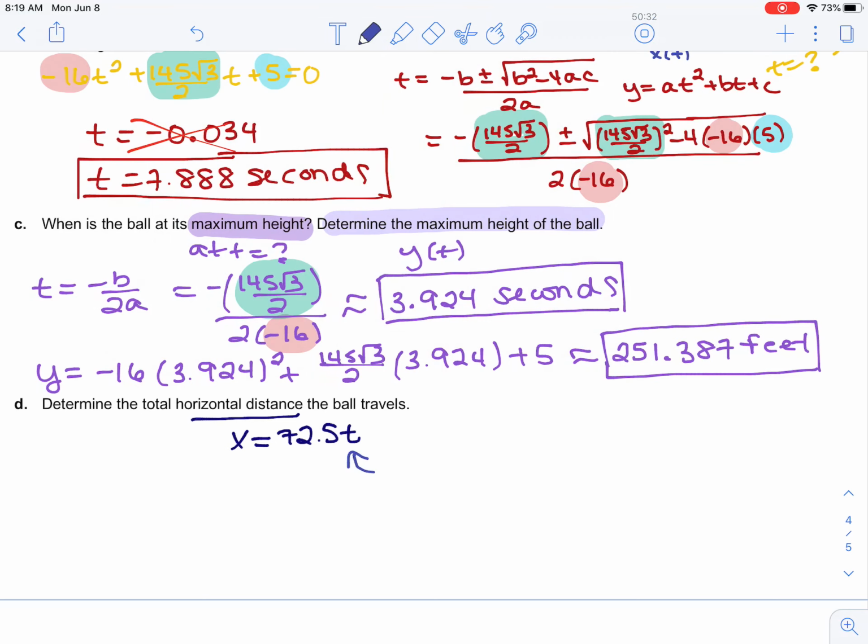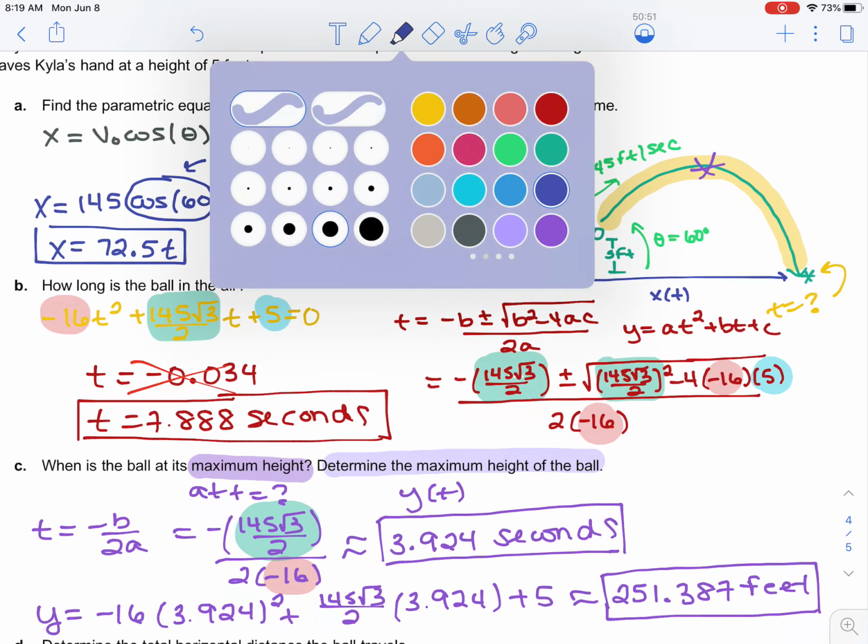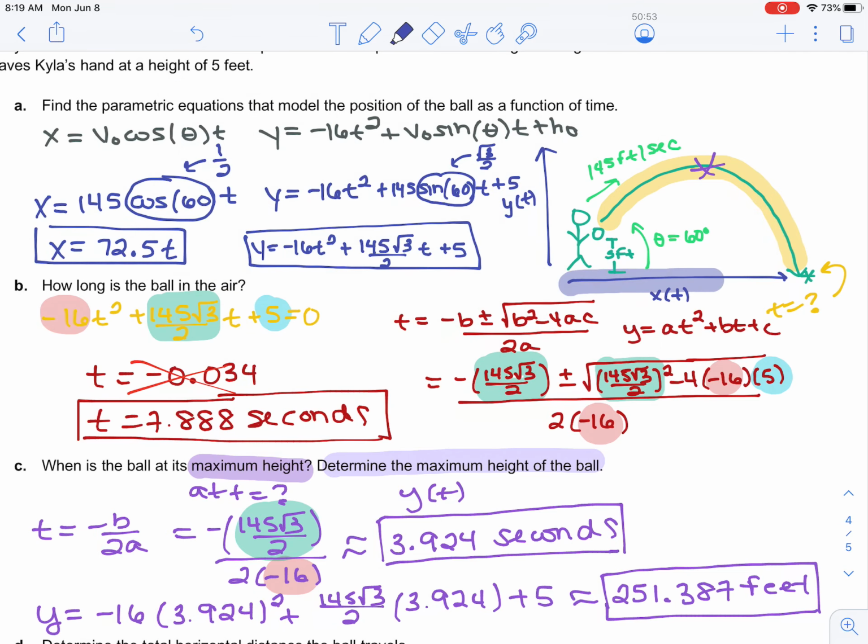Remember that the ball was in the air for 7.888 seconds. Okay, so if we look back at our drawing, if we're trying to figure out the horizontal distance that our ball traveled, right? So this distance here, we're going to utilize the fact that t equals 7.888 when the ball hit the ground.